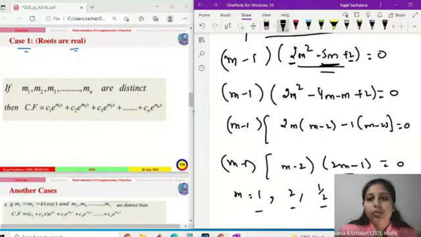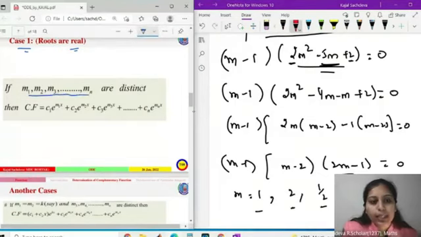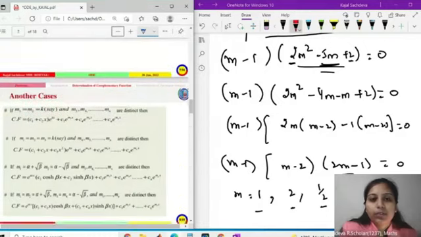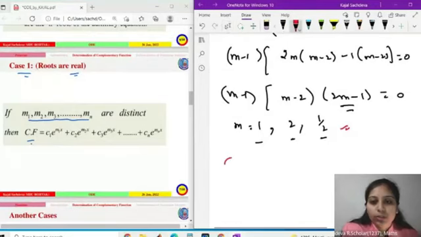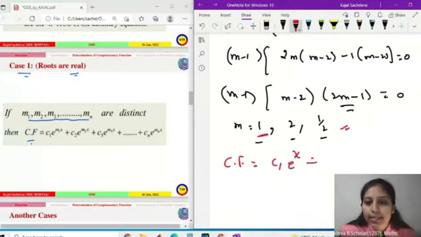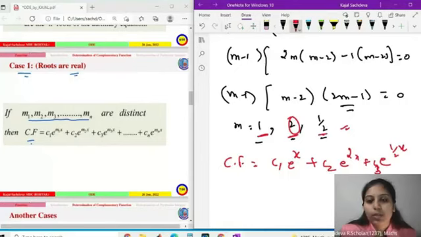Here we can see all the roots are distinct. So this is the case where m1, m2, up to mn are all distinct, and in this case we write CF as C1 e raised to power m1x plus C2 e raised to power m2x up to Cn e raised to power mnx. So the solution is CF is equal to C1 e raised to power x plus C2 e raised to power 2x plus C3 e raised to power x by 2. This is the required CF in this equation.